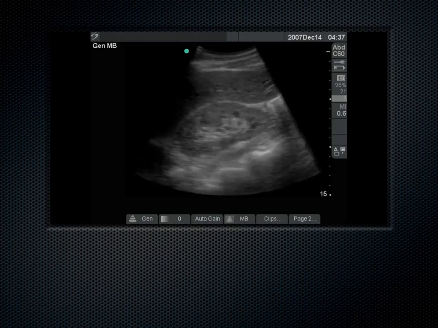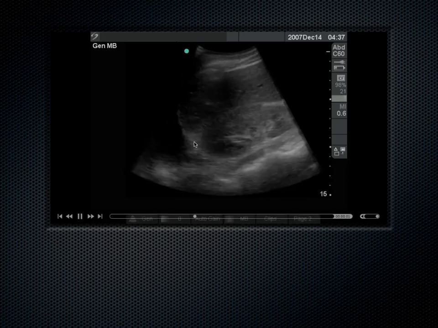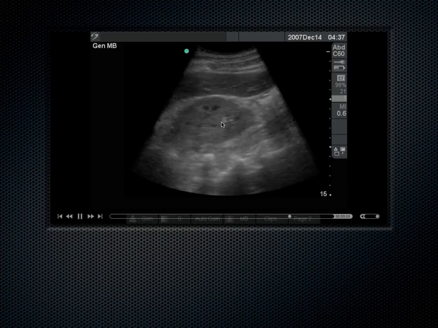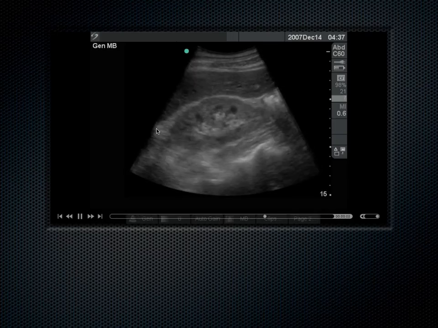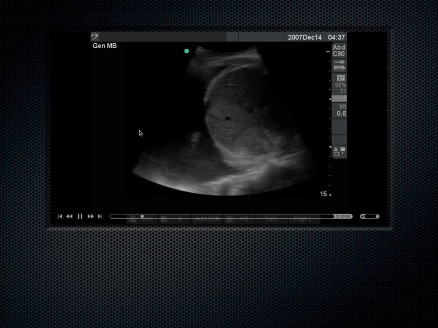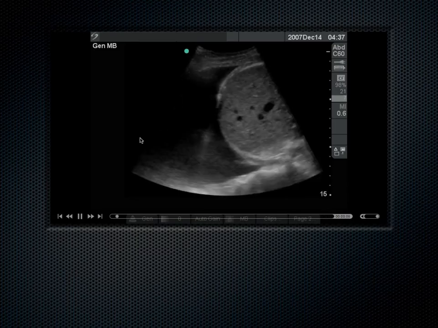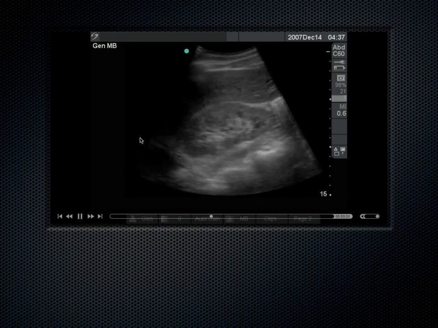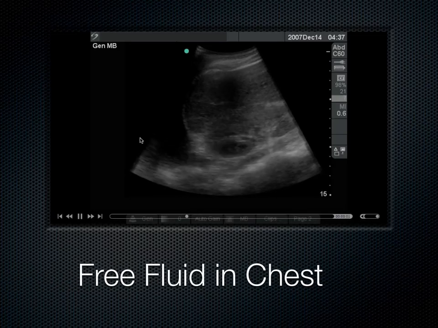So here's an example again. This is a curvilinear probe with the indicator towards the head, the diaphragm, the liver and the kidney, and on this side of the diaphragm you see black. Black represents fluid. It's the anechoic nature of fluid. And so this would be a representation of what pleural fluid appears like. What does it look like if there's not pleural fluid there?